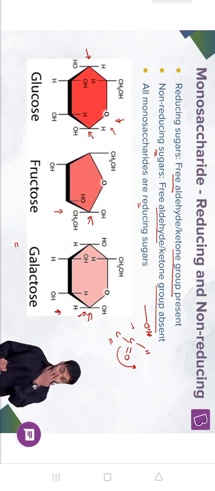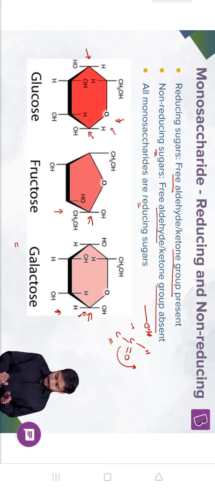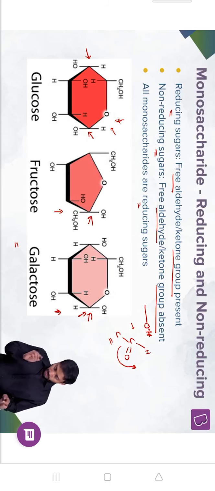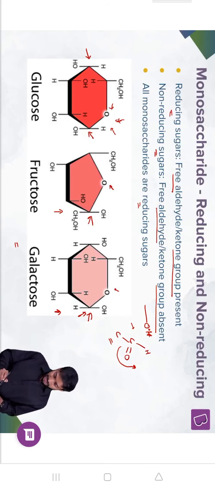We'll do an experiment to show that. Are you clear about this? So what are the reducing sugars which have a free aldehyde and ketone group? How will you understand? Here is the O. Here is also the O. Carbon bonded to this oxygen, carbon bonded to this oxygen.